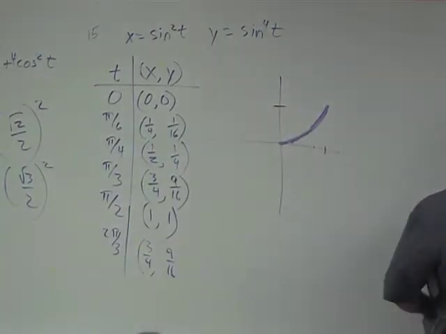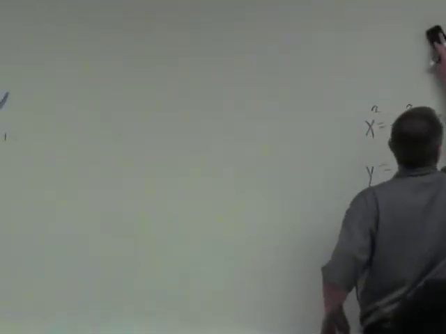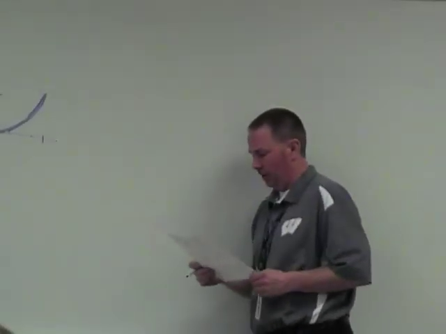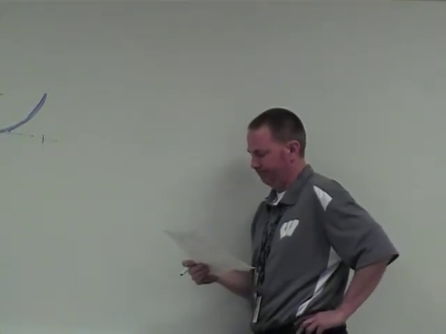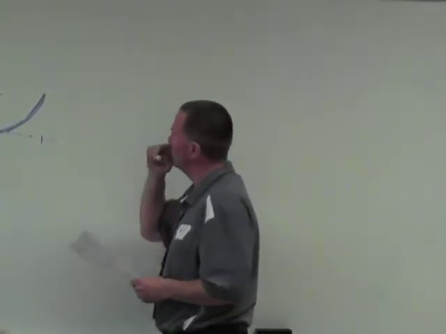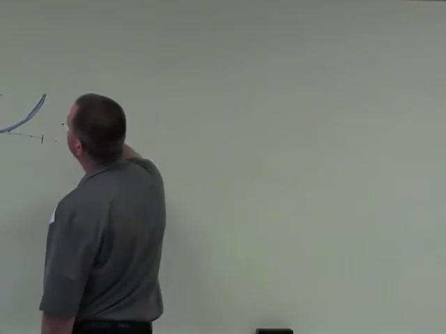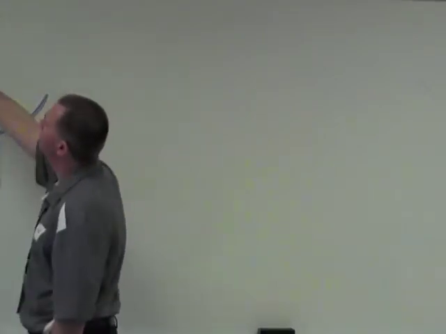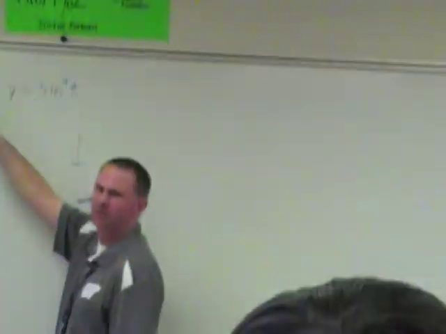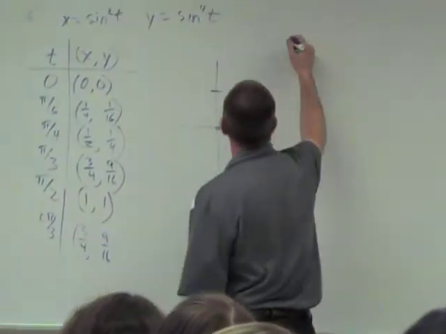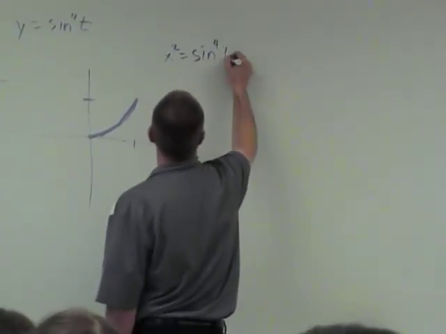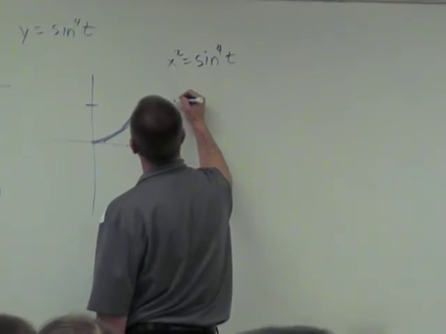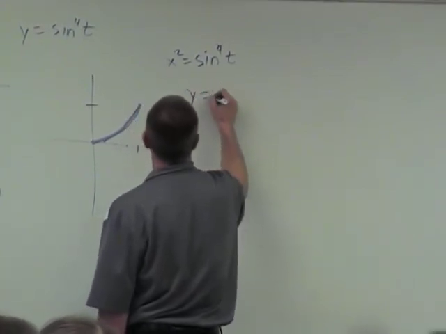Next part, you have to get rid of your sine function. What do you think we should do? Take out the sine. X is greater than or equal to 0, but wait a second. Can I get sine to the fourth from this? If I square both sides, let's say x squared equals sine to the fourth t, right? Well, if sine to the fourth t equals x squared, don't I have y equals x squared?